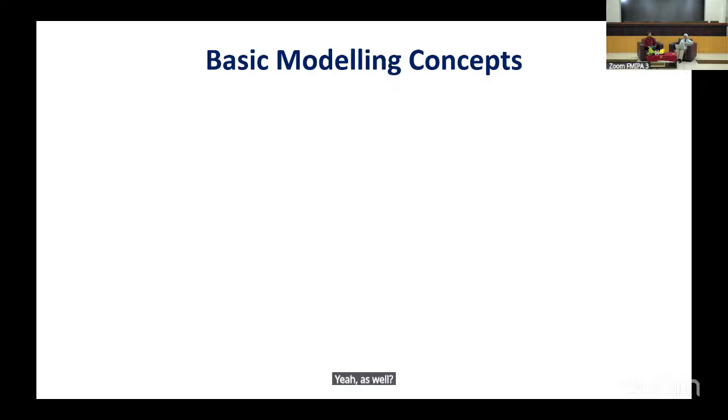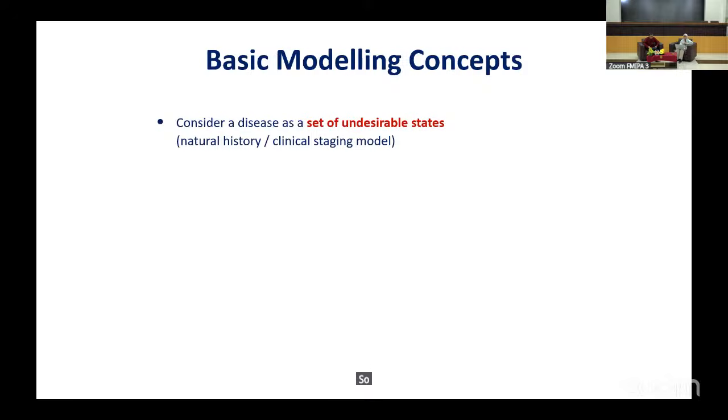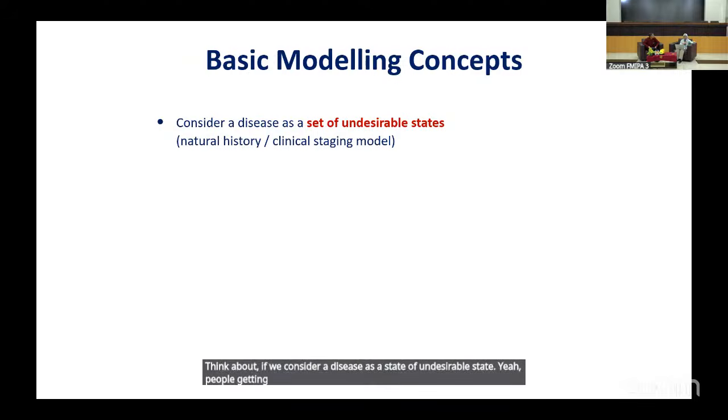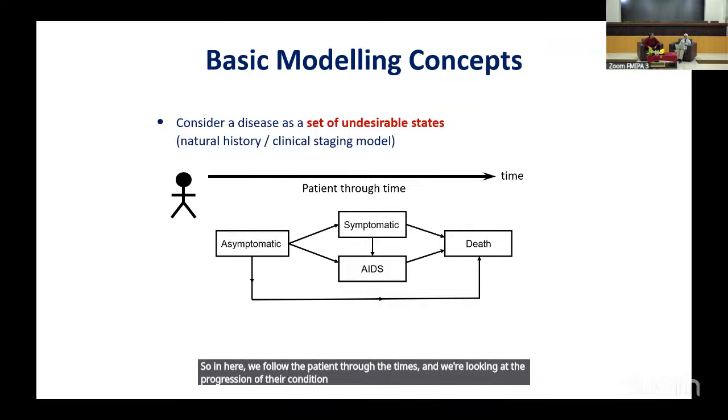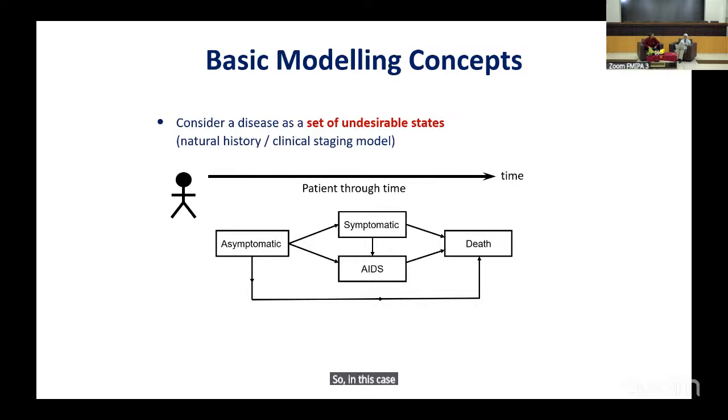So think about if we consider a disease as an undesirable state, people getting ill, and then the illness becomes severe, and so on. So it's like a clinical staging model. In here, we follow the patient through time, and we look at the progression of their condition. In this case, we look at an example, the development of AIDS.